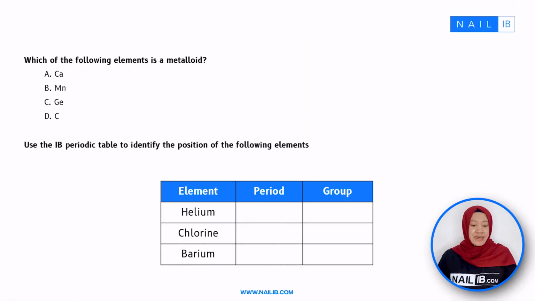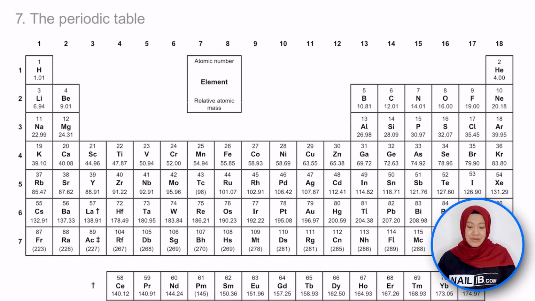Which of the following elements is a metalloid? Ca comes from metals, Mn comes from transition elements, C comes from non-metals, and germanium comes from metalloids. So germanium is here. This is the metalloid. Mg and Ca are metals, Mn is a transition element, and C is a non-metal.